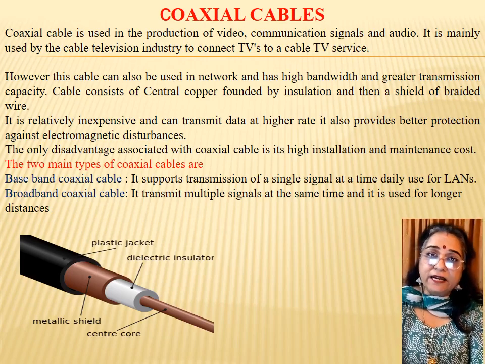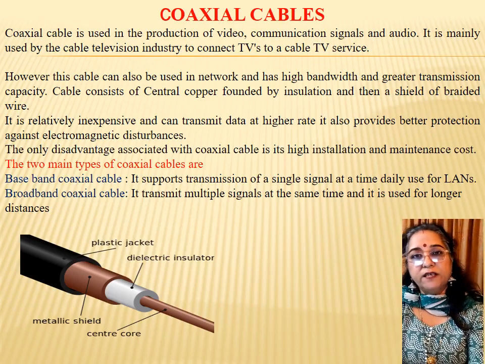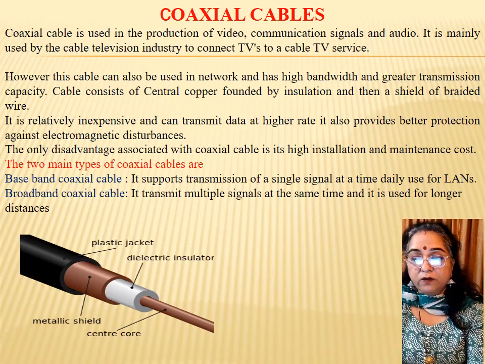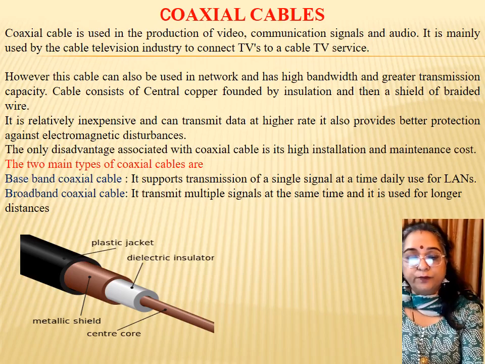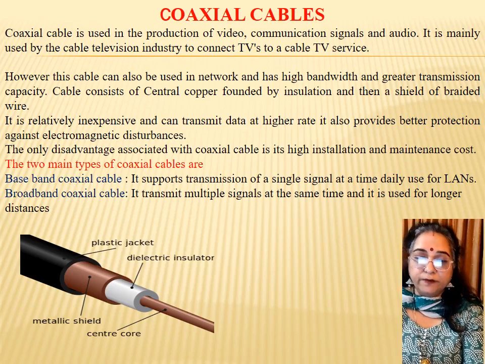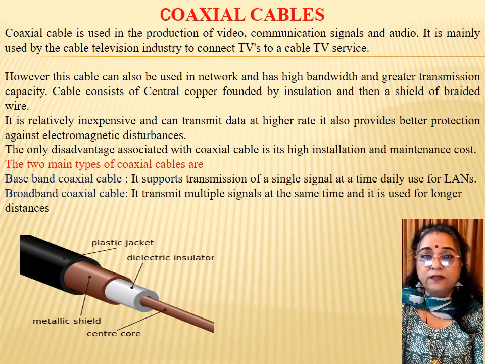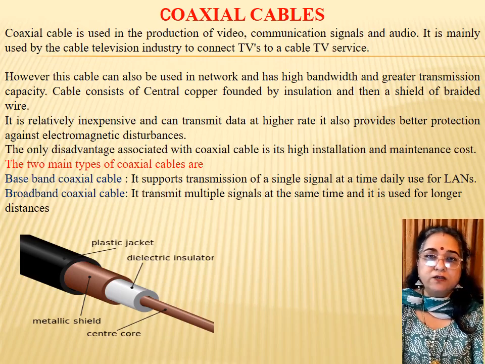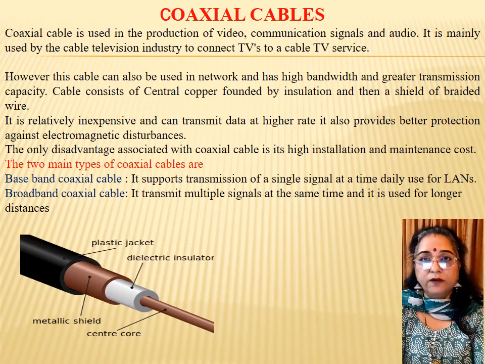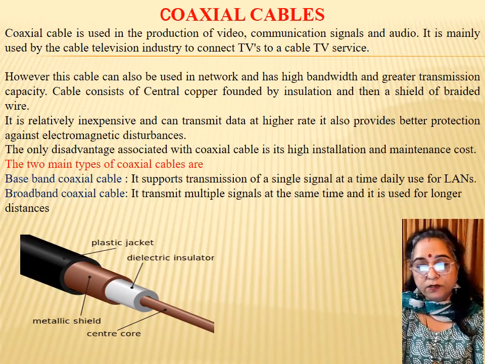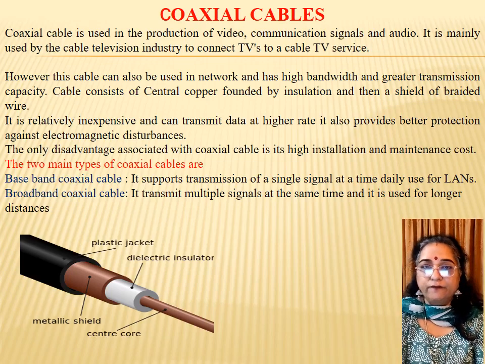It is relatively inexpensive and can transmit data at a very high speed, and it also provides better protection against electromagnetic disturbances. The only disadvantage associated with coaxial cable is its higher installation and maintenance cost. There are two types of coaxial cable. Number one is baseband coaxial cable, which supports the transmission of a single signal at a time, in daily use, like for LANs.